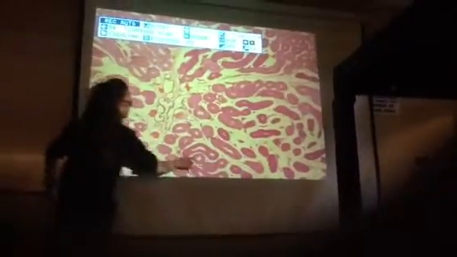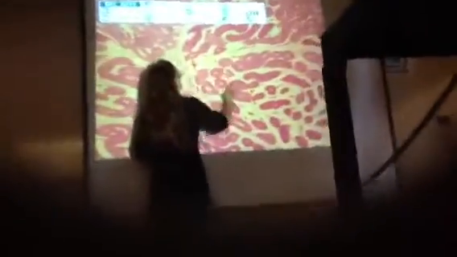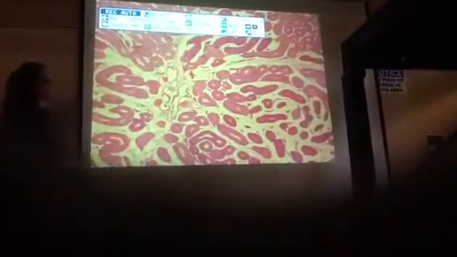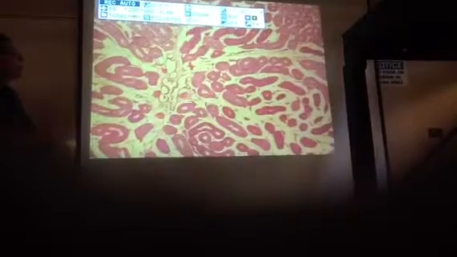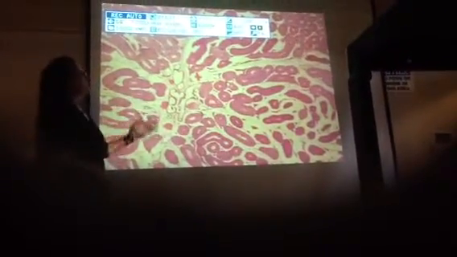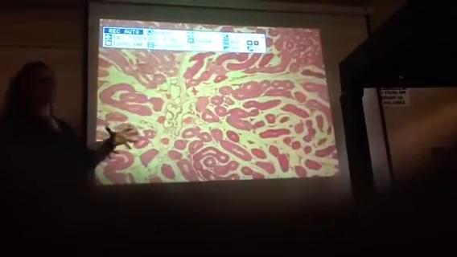So that's what all of this is. This is a cross-section of a seminiferous tubule, all these little tubes. And in the middle there, that would be where the sperm is traveling through the seminiferous tubules on its way to the epididymis. Now, when you look at the seminiferous tubules, I will magnify this.